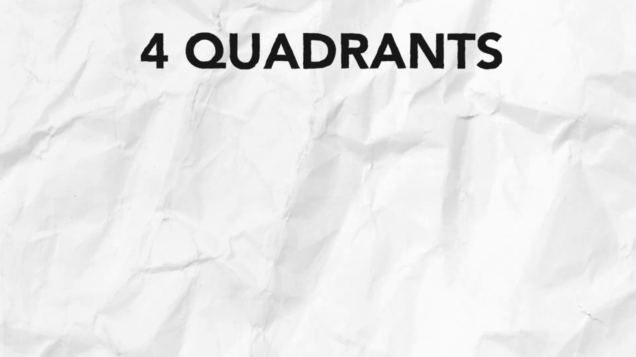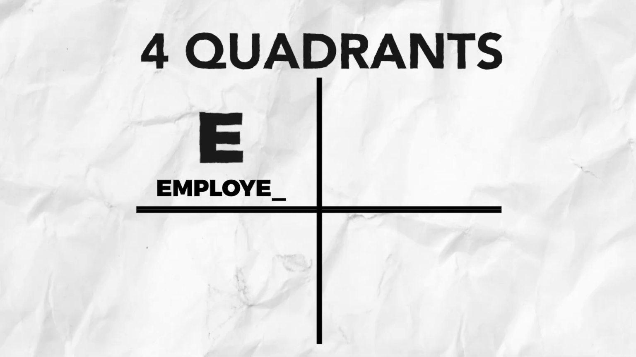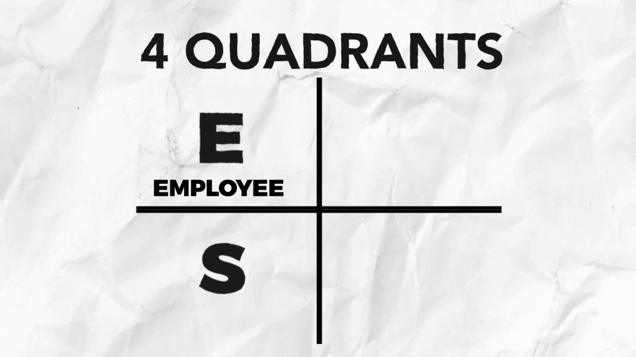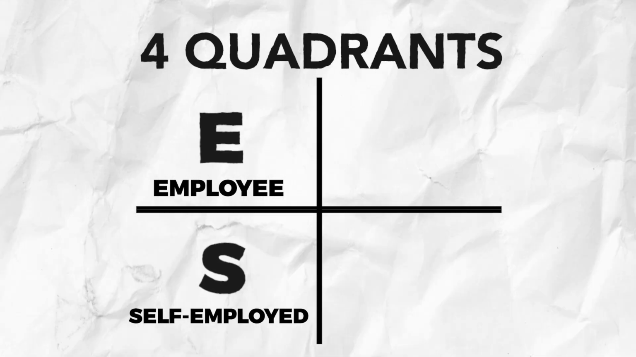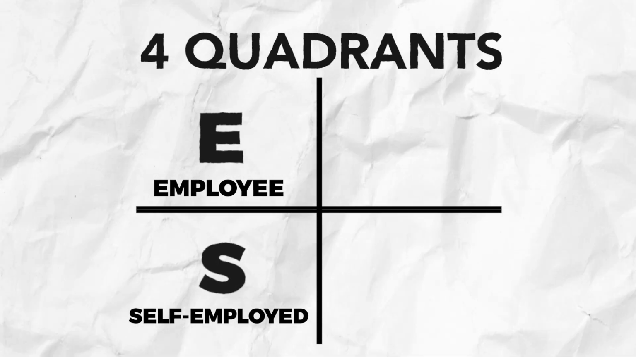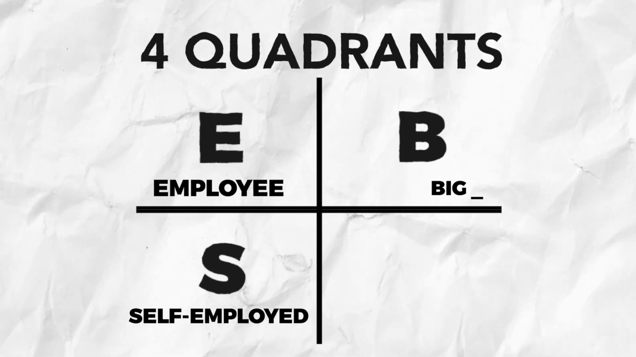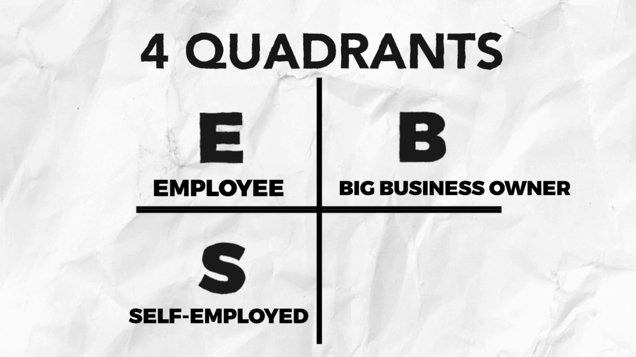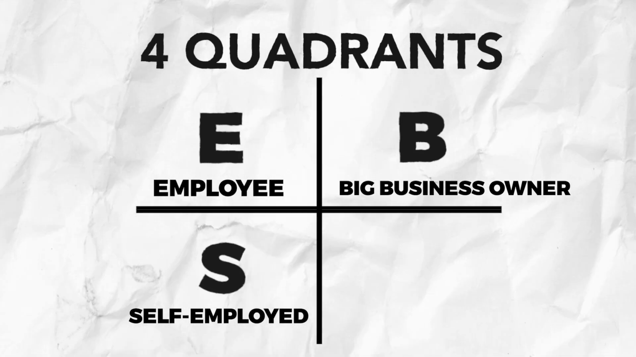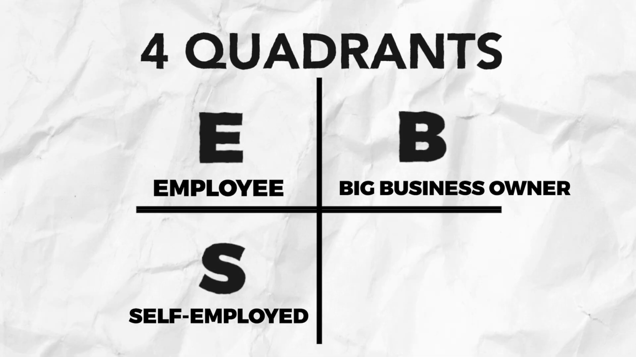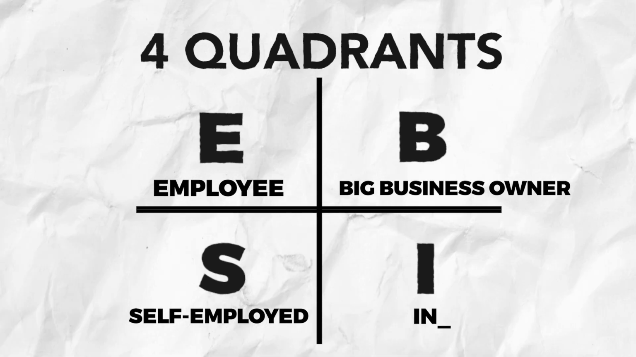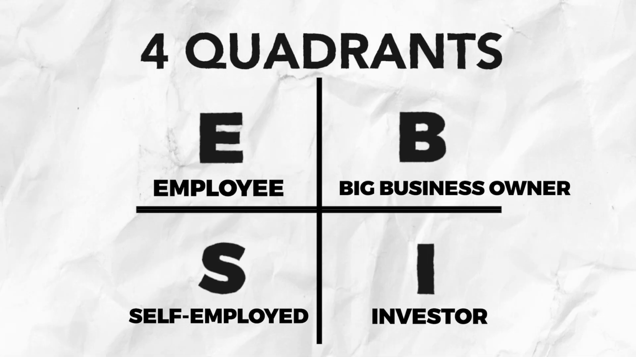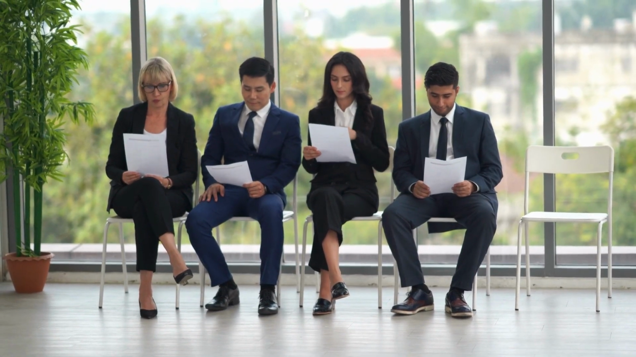So basically, we have 4 quadrants. First is E. It stands for employee. Below that is letter S, which refers to the self-employed. The quadrant on the top right is B, which stands for big business owner. They are the ones responsible for managing the business and have the aerial view of the whole thing. The last quadrant below B is I, referring to investor. Now, we are going to discuss each quadrant.